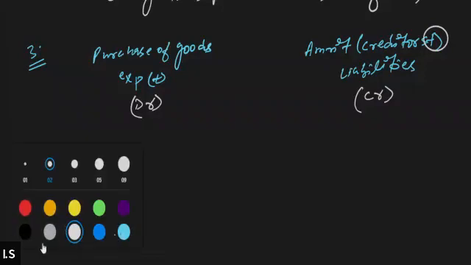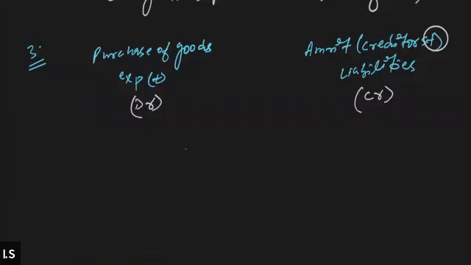So now we will pass the general entry. The correct general entry for this will be, as usual, purchase account debit to creditor account, that means Amrit account. And let me check the value. Value was 30,000 at a 20% trade discount. That means 24,000.